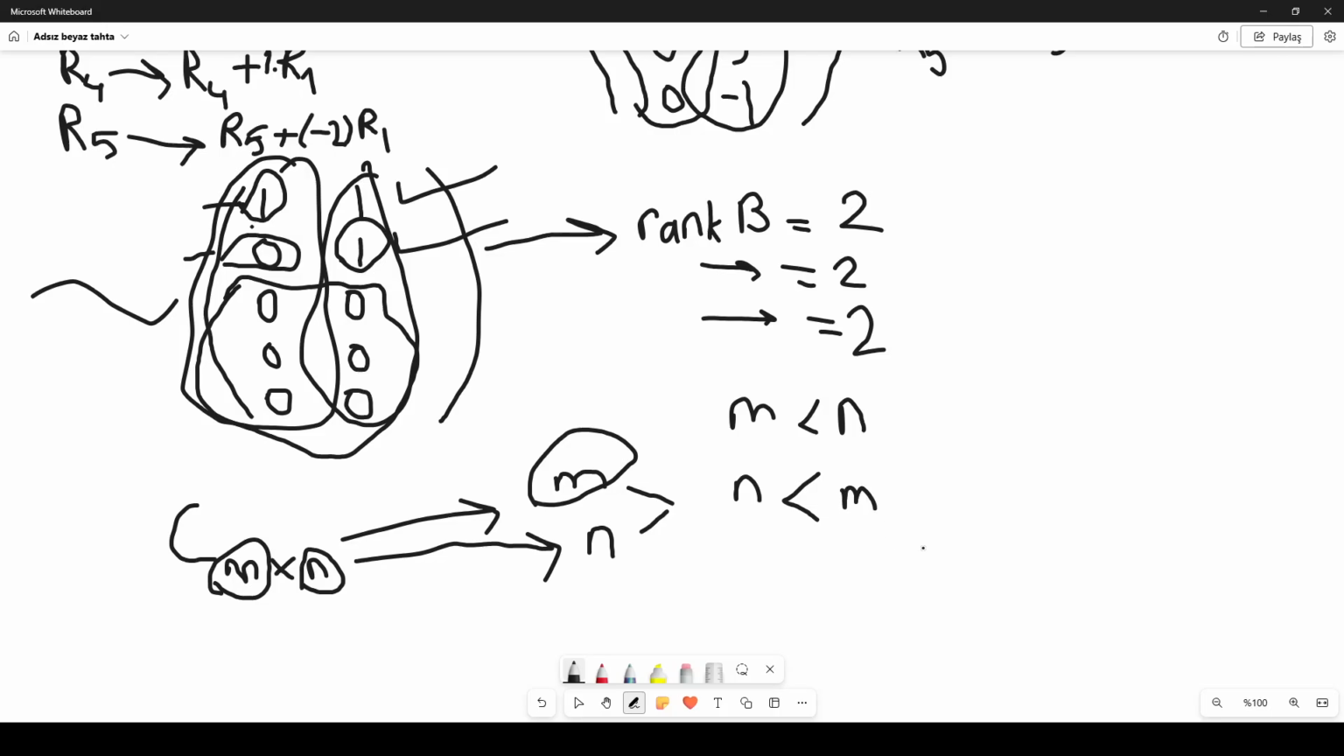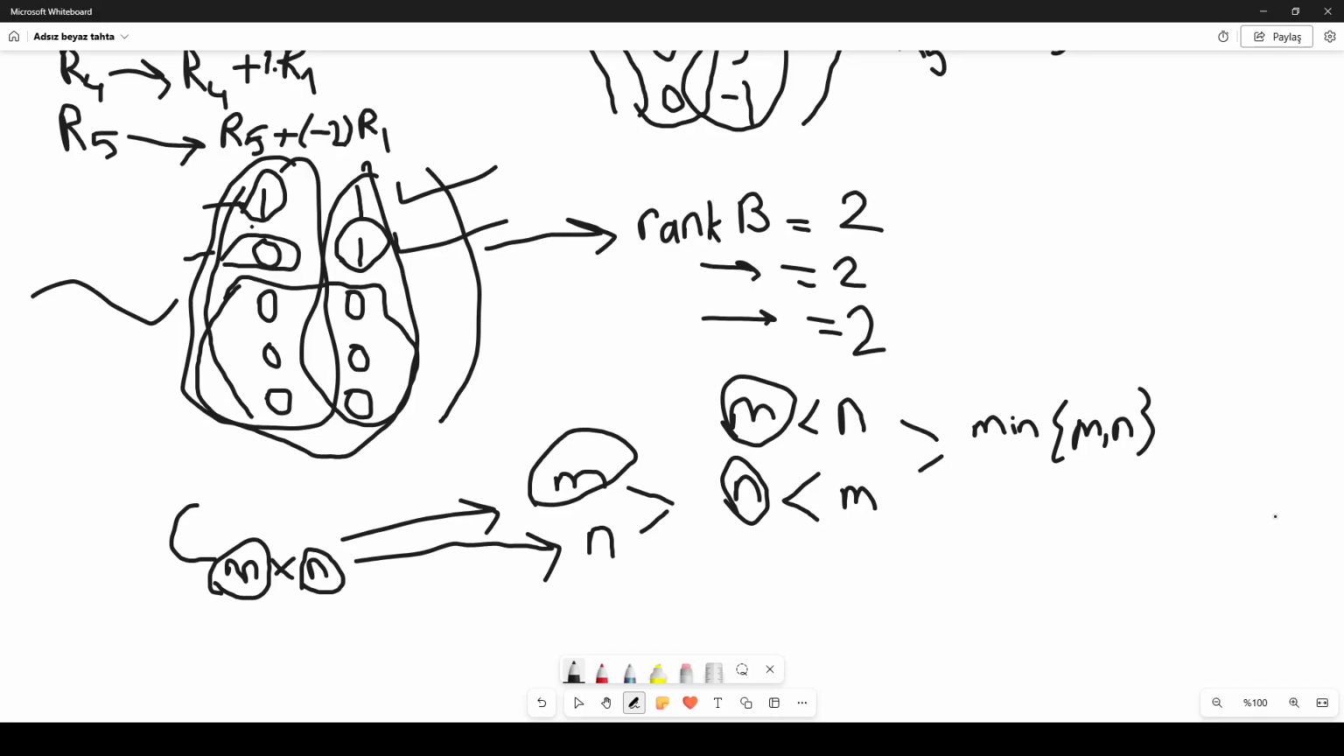If n is less than m, then the largest possible value that the rank of this matrix can take shouldn't exceed the value of n. The largest value should be n. In other words, which value do we pick? We pick the minimum one. So the minimum of m and n. The rank of this arbitrary size matrix shouldn't exceed the minimum of m and n.